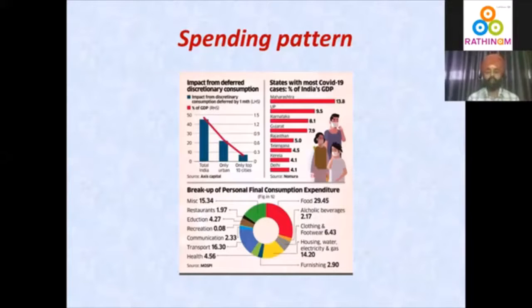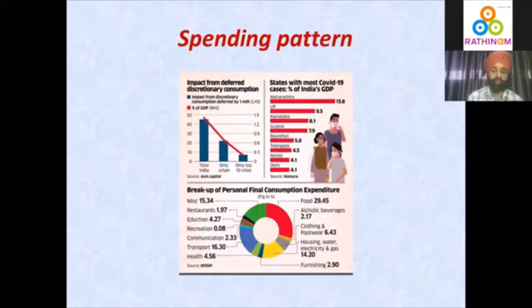I mean, you're spending on food, which is the major expense. Then your miscellaneous expenses, maybe online buying, or you're taking care of healthcare issues. These are the things that have increased your spending. 30% is food. Your beverages have gone down to 2%. Clothing is down 6%. Your housing, water, electricity, gas bills are up to 15%. Furnishings are down to 2%. Health has increased from 2 to 5%. Transport is currently 16%. Your communication cost has gone up.